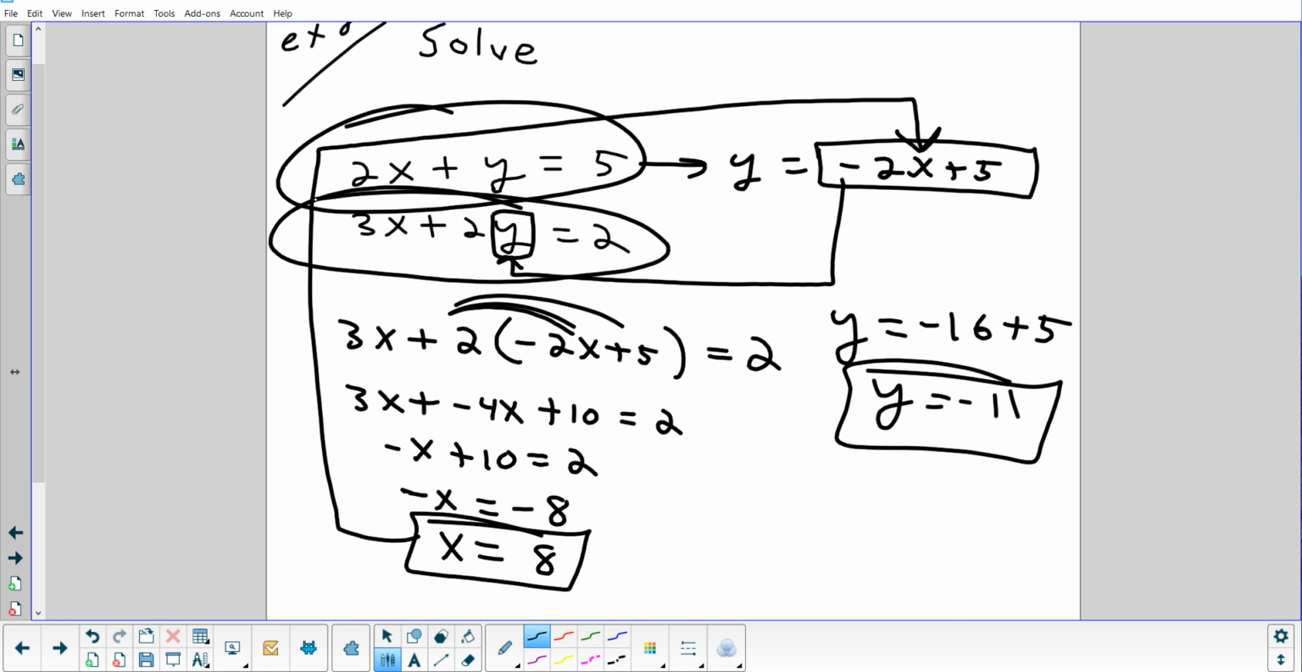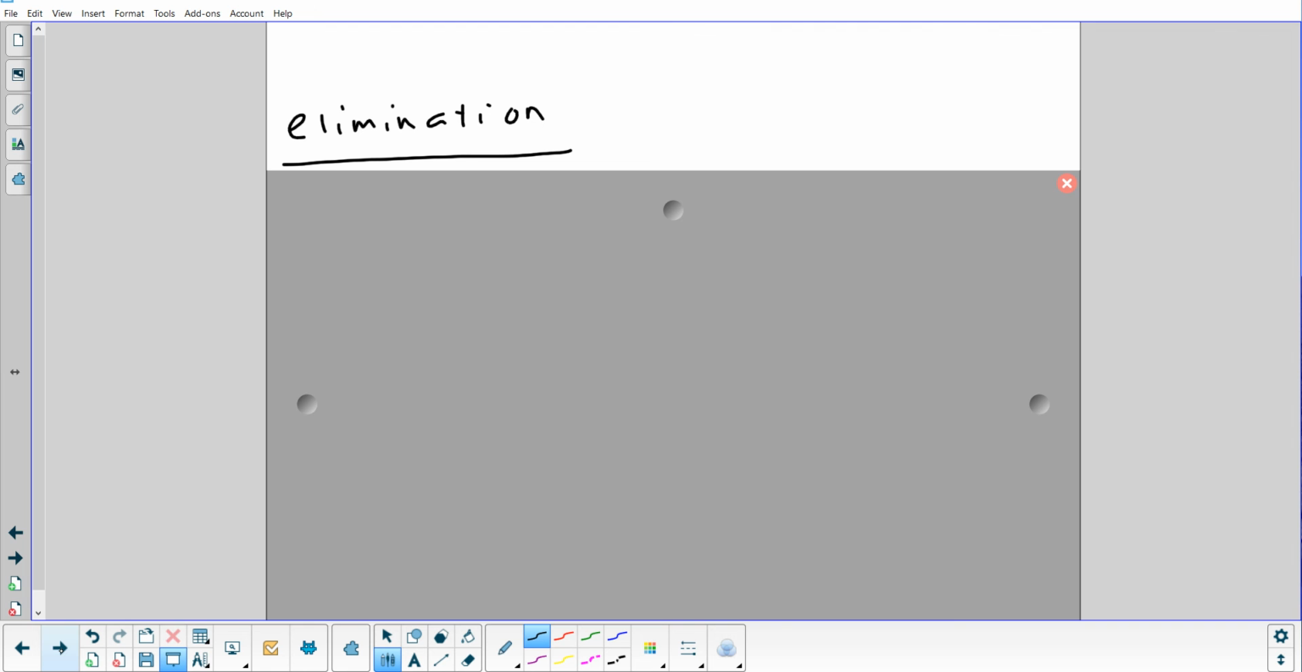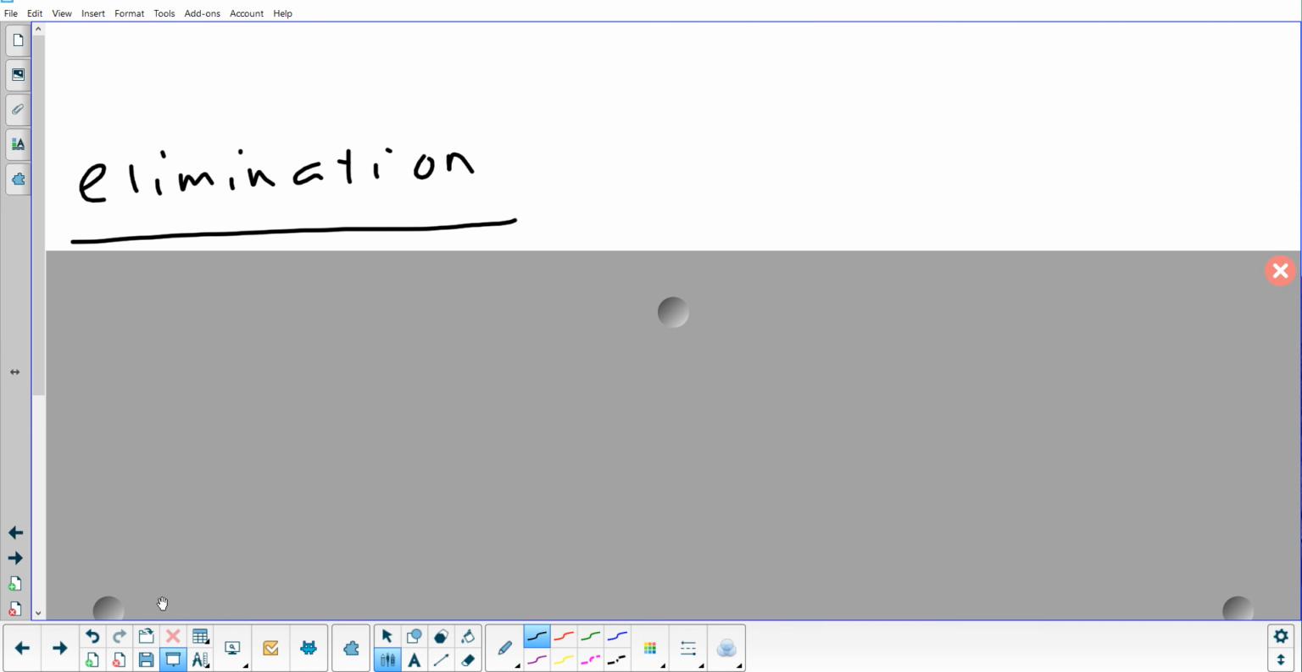Okay, questions on that? All right, so that's substitution. Substitution, it's fine, it works well. Sometimes it's faster on two variable systems. Very rarely is substitution easy to do on like 3 or 4 variable systems. Elimination is usually the way you want to go.